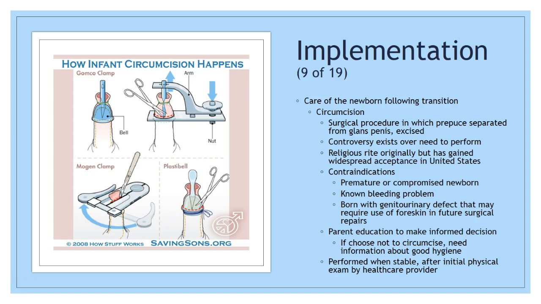This picture shows you some of the different tools that we use in circumcision. There's something called a Gomco clamp, which uses a bell. It looks exactly like a bell.